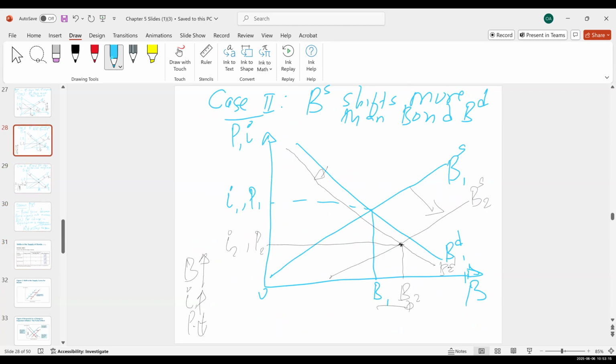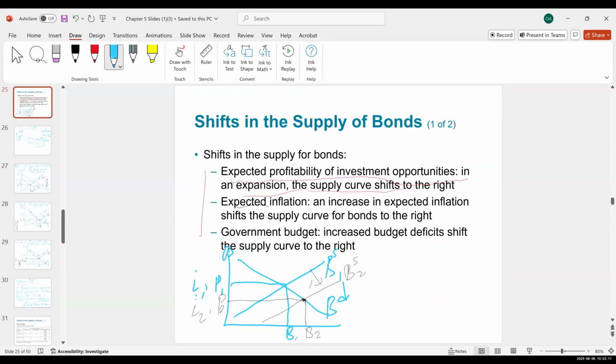Okay. Then there's the last factor that affects the supply of bonds, which is government budget. That would shift the supply of bonds. Do you know that the United States government is a major player in the bond market? Because of the size of our debt. The debt is at $36.5 trillion. Every year, when America incurs a deficit, that adds onto the debt.